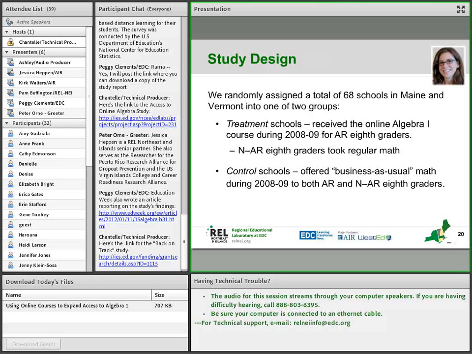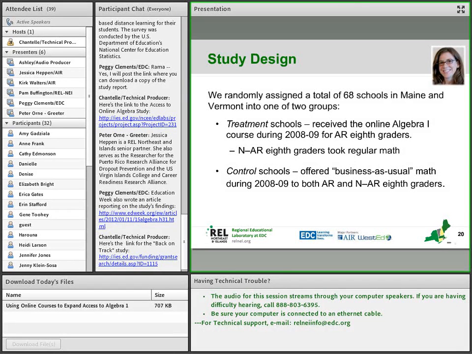Okay, so how did we go about this? We randomly assigned a total of 68 schools in Maine and Vermont, crossed by states, into one of two groups. The treatment schools received the online Algebra 1 course during the 2008-2009 school year to offer to their algebra-ready 8th graders. And the non-algebra-ready 8th graders, who were the other 8th grade students in the school, took the regular math class.